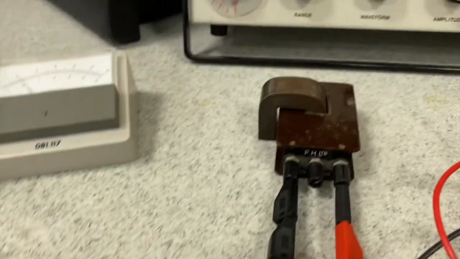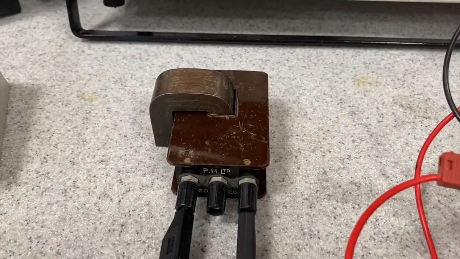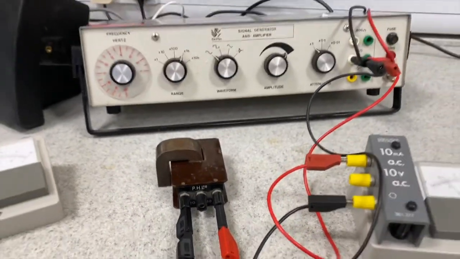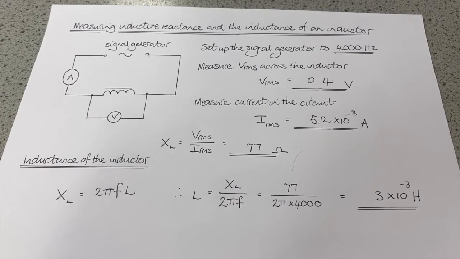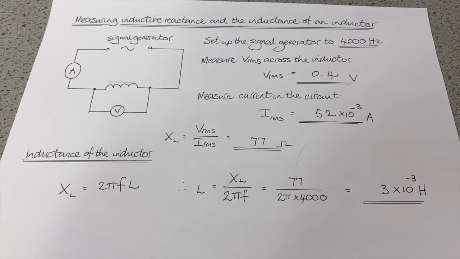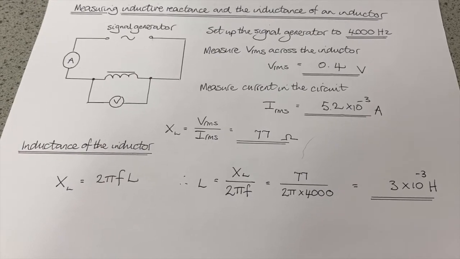Now I have no idea what that coil is, 240 turns with an iron core in it. I could try and find out. We'll have a go at that, but there you go. That's working out reactance, which is dependent on the frequency, and then working out the inductance based on that reactance and based on that frequency.